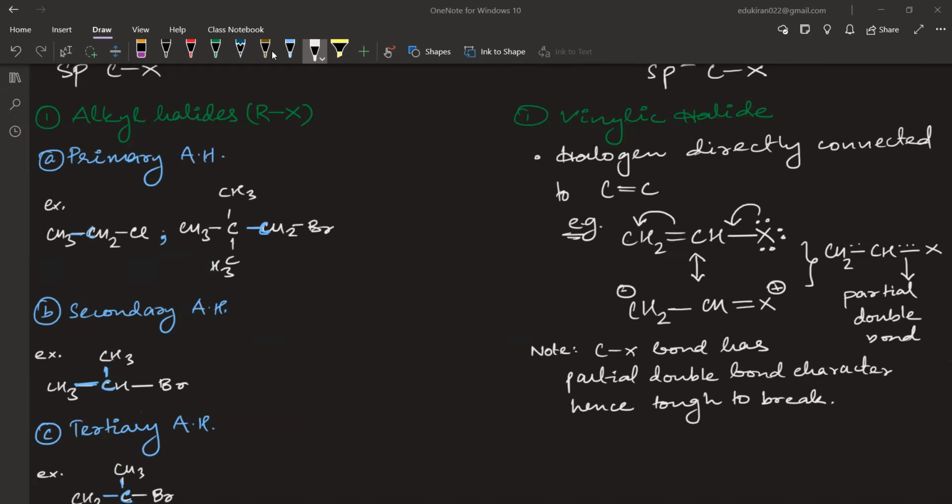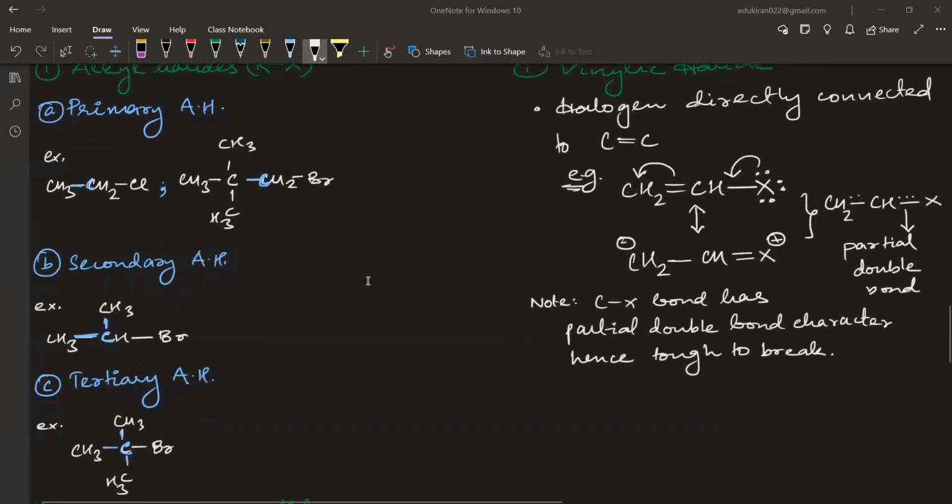Vinylic halide: halogen directly connected to C. This is why these types of definitions are important. Whenever you see vinylic halide, you will say that we will not break the carbon and halogen bond, whatever type of reaction is happening. Even if we have to break the carbon and halogen bond, we have to give some heat. So generally, vinylic halides will not show the common reactions that alkyl halides or haloalkanes show.